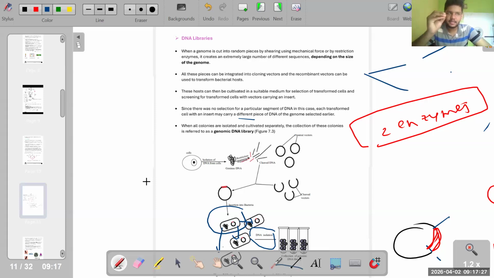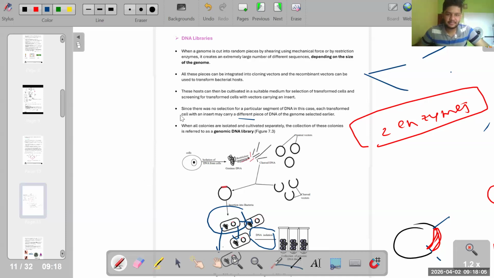Did I select anything? Was there any selection? No, there was no selection. So as there was no selection, what happens? Different fragments of DNA were released, and each one of them was non-identical to the others, so that they were inserted into a host cell using a vector to produce a transform host cell, which is genetically non-identical.